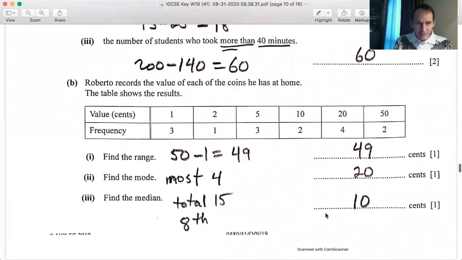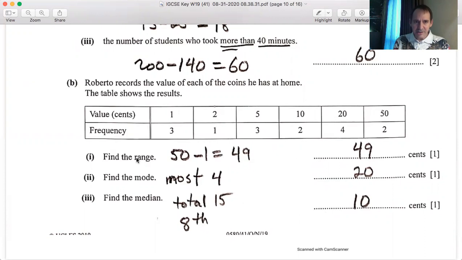Part B. Roberto records the value of each of the coins he has at home. The table shows the results. So here's the value of the coins, and then here's how many coins. Frequency is how many of those coins he has. So he has 3 1-cent pieces, 1 2-cent piece, 3 5-cent pieces, and so on.